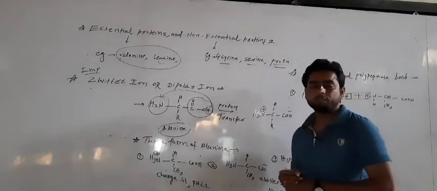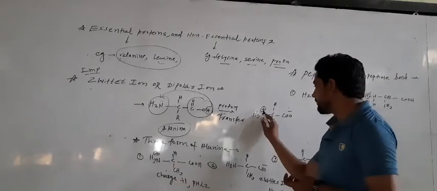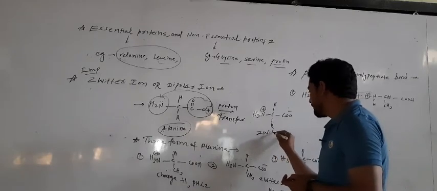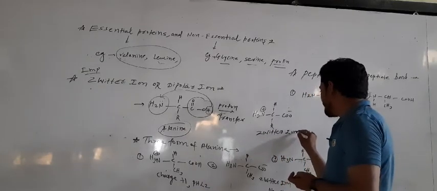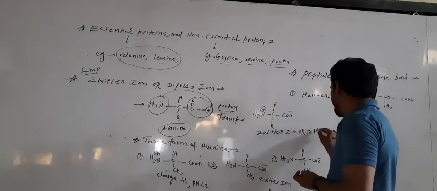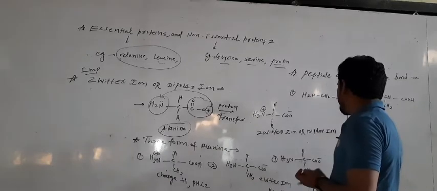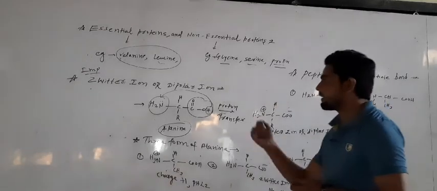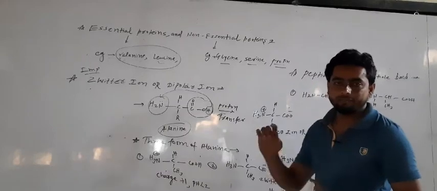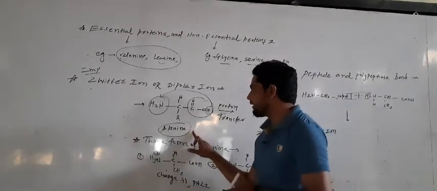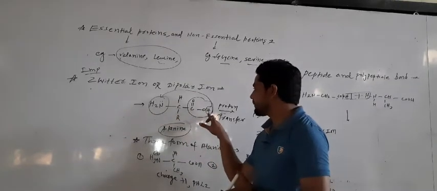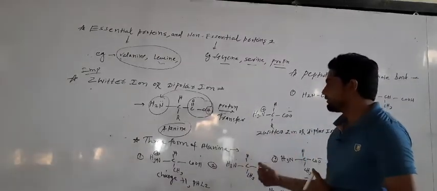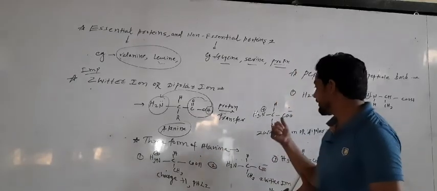So any compound which contains two poles, dipole meaning two poles, first called plus positive and second called minus negative, that is called a zwitter ion. Zwitter ion is also called a dipolar ion. So alanine is an example of a dipolar ion. It is defined as when an amino acid, in which the amine group accepts the proton from the carboxylic acid, forms a dipolar ion, it is called a zwitter ion. So alanine, a neutral amino acid, is formed by the zwitter ion.